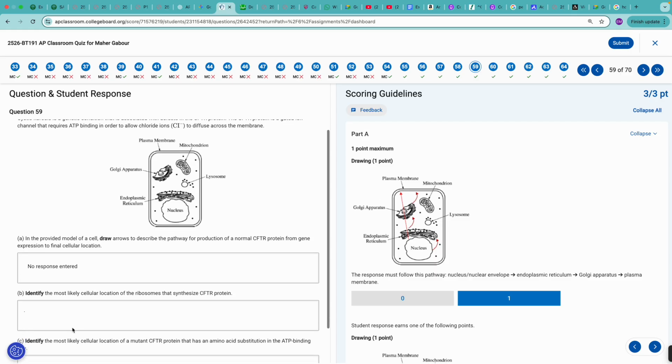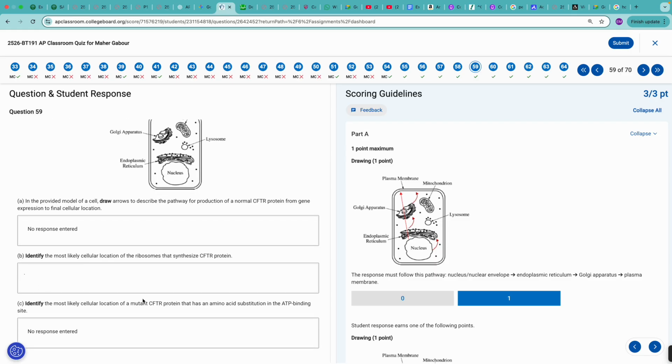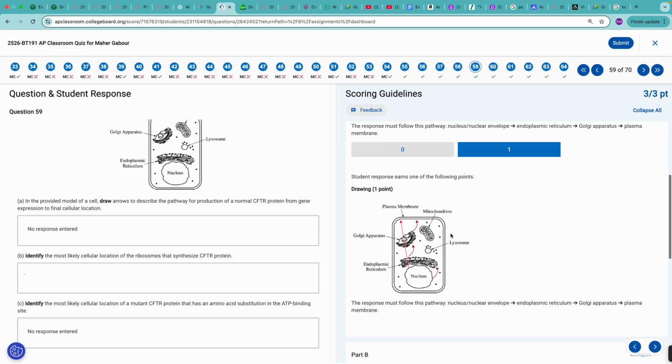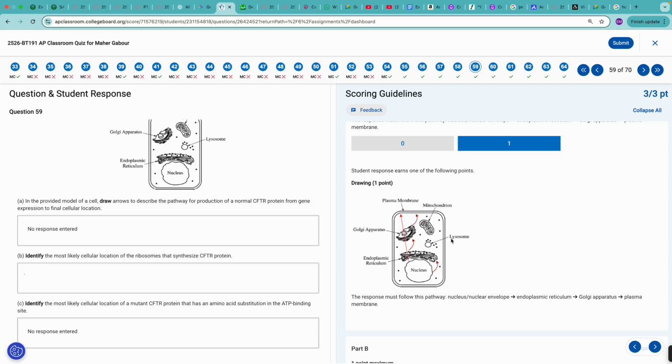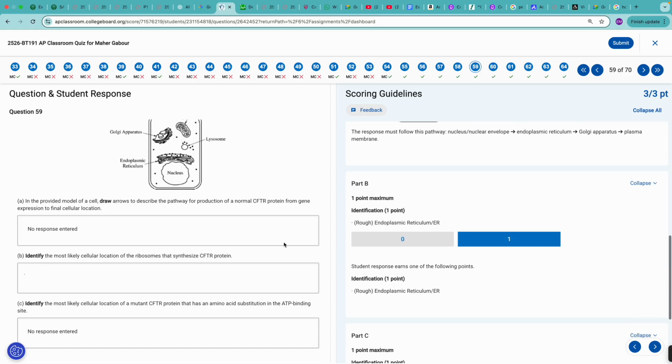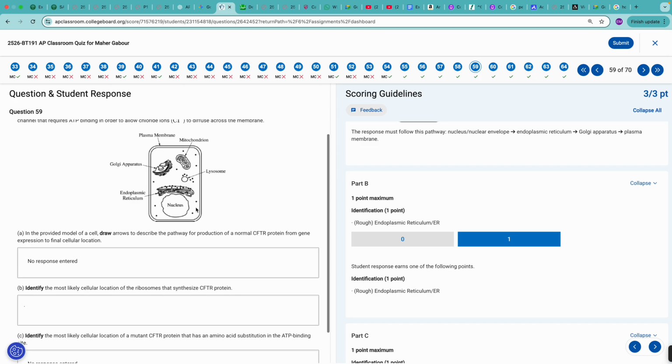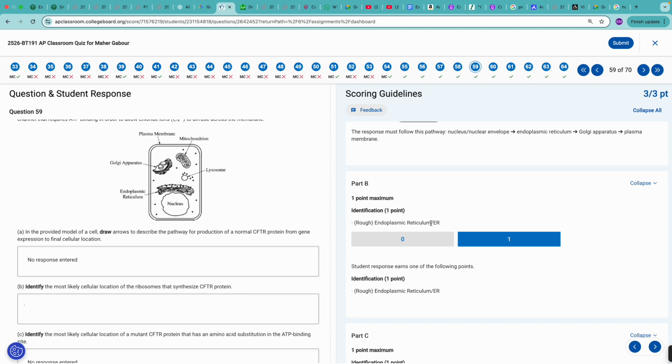Identify the most likely cellular location of the ribosomes that synthesize the CFTR protein. Obviously, we know that the ribosomes are either in the cytoplasm or they're in the endoplasmic reticulum. Here they're in the endoplasmic reticulum, they're in the rough endoplasmic reticulum.